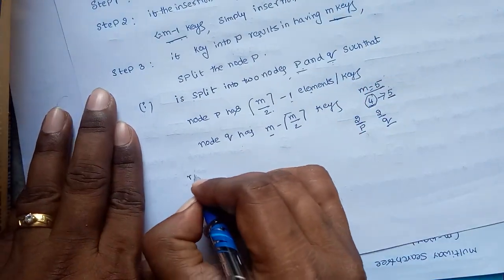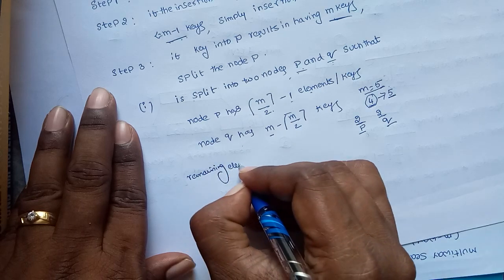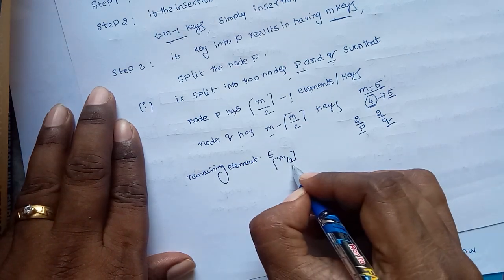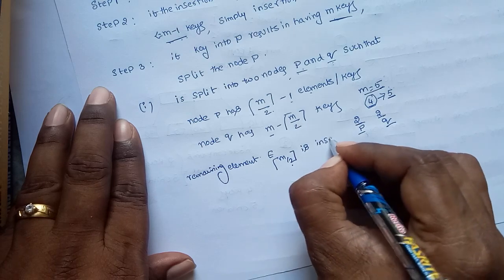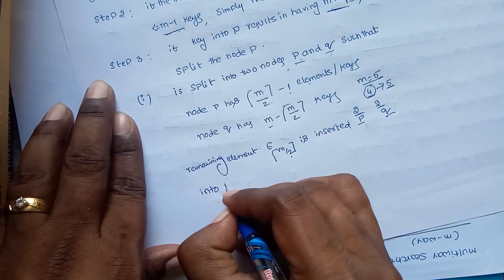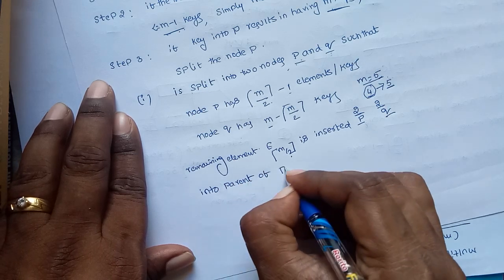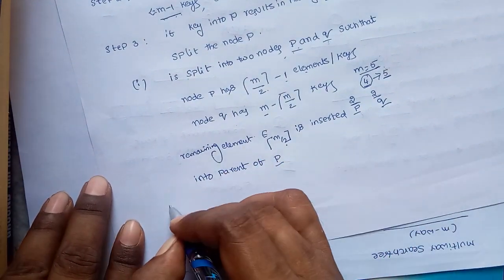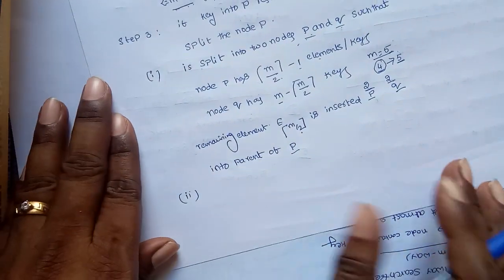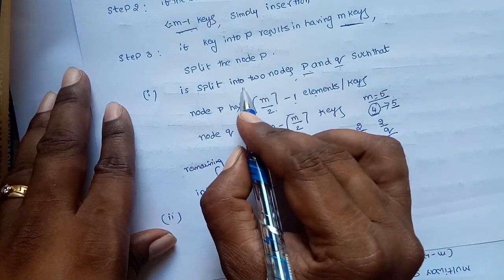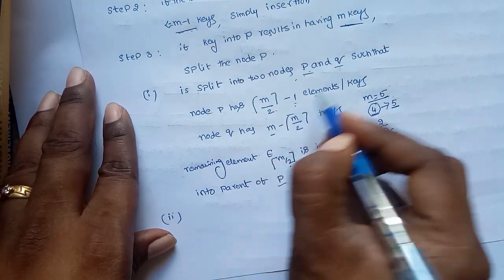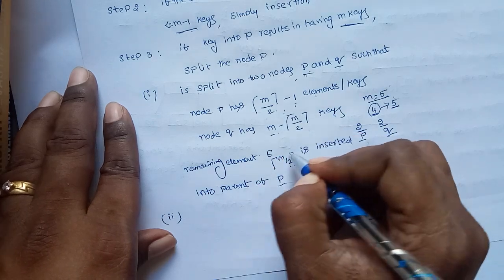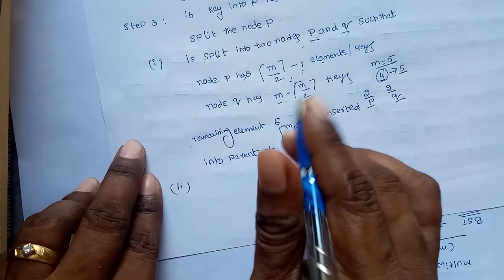Then I am splitting. The first 2 keys are placed in P and the last 2 keys are placed in Q, and the remaining element, the middle element, m by 2, is inserted into the parent of P. So after splitting the node, m by 2 minus 1 keys are placed in P, m minus m by 2 keys are placed in Q, and the middle one is placed in the parent, performing the link operation.